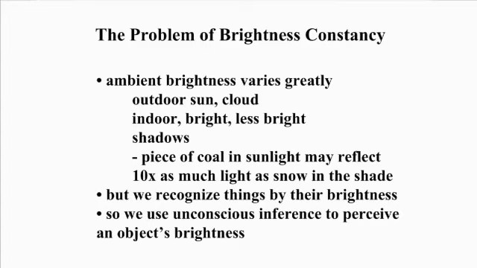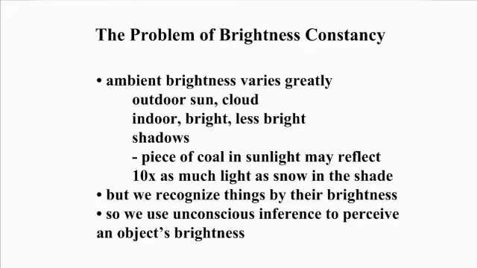So here's the problem for the visual system. The ambient brightness, the brightness around us, varies in staggering ratios. When we're outdoors in the sun, and even that's not constant, right? Sometimes it's a bright day, sometimes it's a cloudy day. Sometimes we're indoors under bright conditions or less bright conditions. So huge changes in the ambient illumination, or in shadows will make it even more complicated.